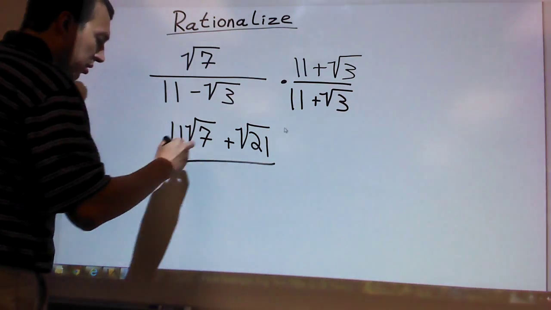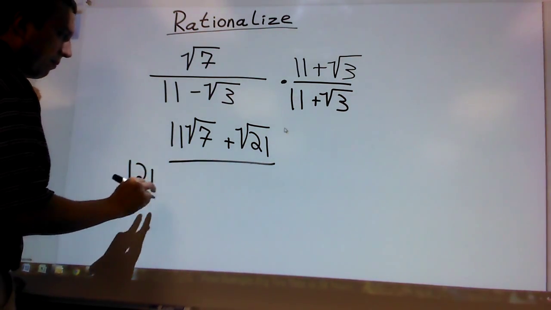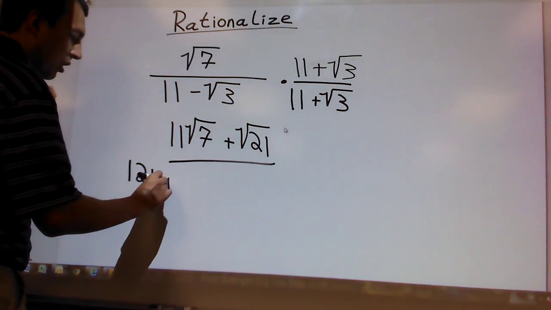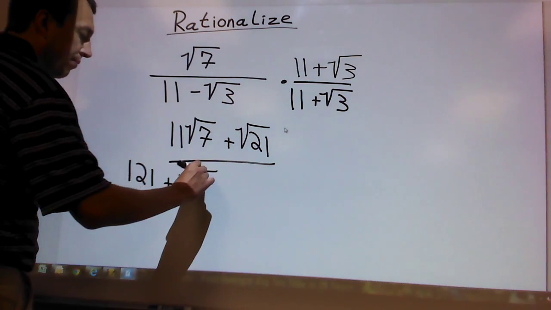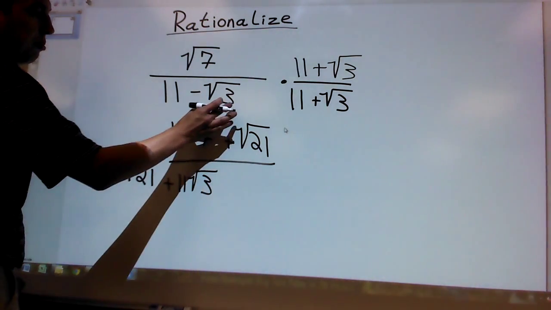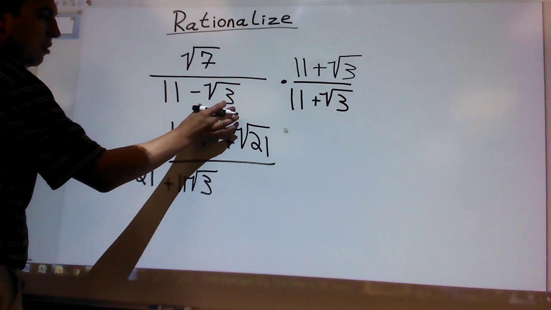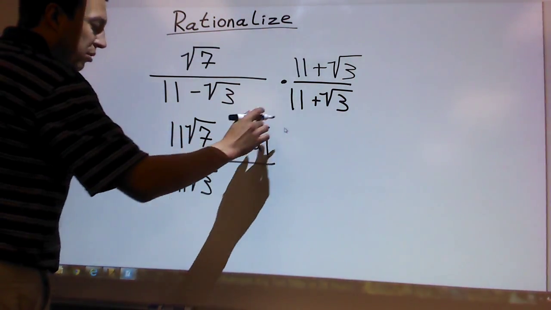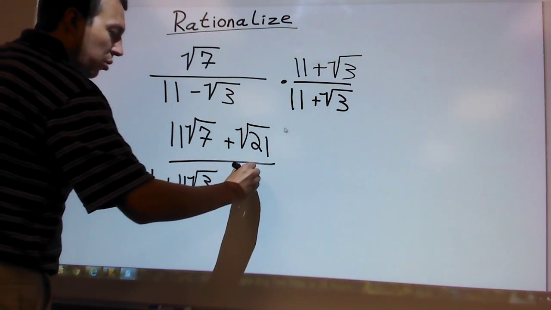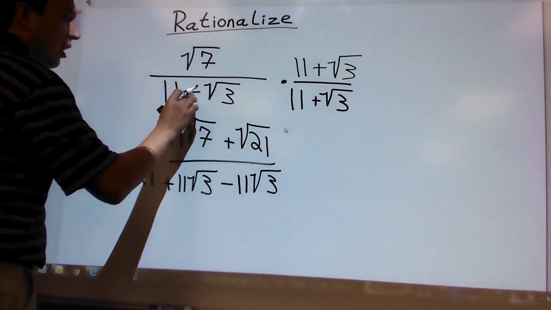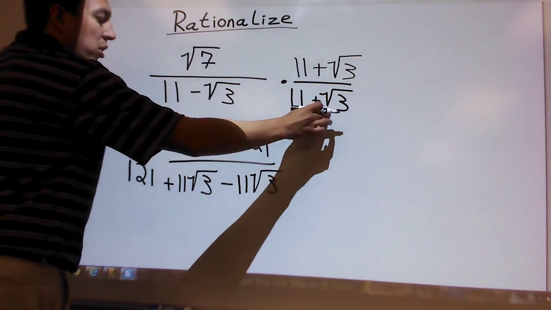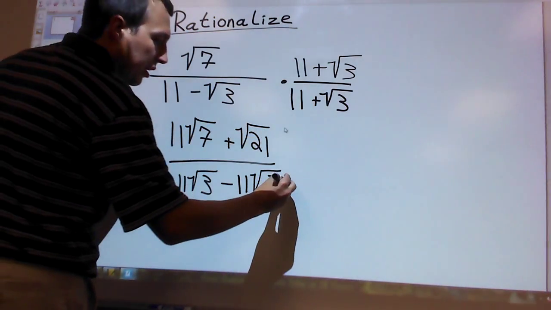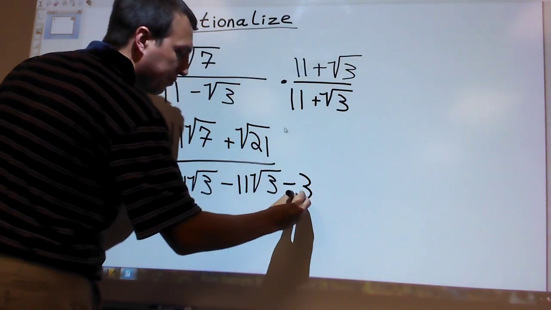11 times 11 is 121. 11 times radical 3 is plus 11 radical 3. Now we need to multiply negative radical 3 times both of these. Negative square root of 3 times 11 is negative 11 square roots of 3. Square root of 3 times the square root of 3 is the square root of 9, or 3. Minus times the plus is a minus. Should be minus 3.